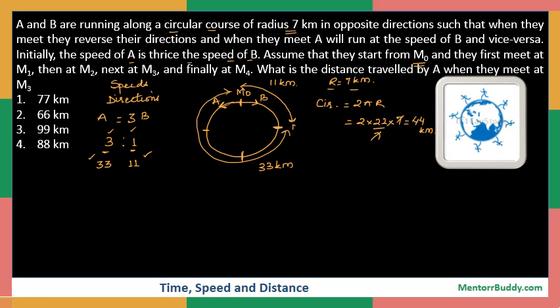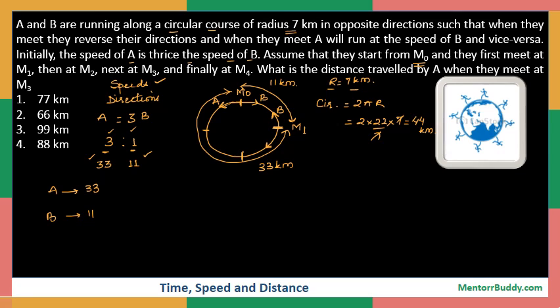So the first place when they meet becomes M1. That's what is given in the question. Now see, A is coming from this direction, B is coming from this direction. When they meet at M1, the direction gets reversed. That is, B returns back in this direction and A returns back in this direction. Also, as we know that the speeds get reversed, that is, A travels 33 kilometers initially and B travels 11 kilometers initially. Next time their direction and speed gets reversed.